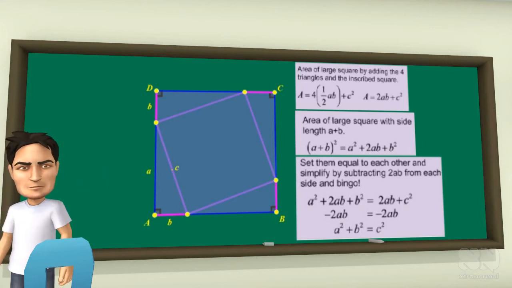So, the sum of the squares of the lengths of the legs of a right triangle is equal to the square of the length of the hypotenuse. Correct. This is just one way of demonstrating the Pythagorean theorem. There are many other methods.